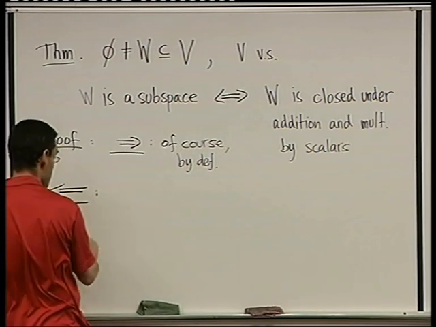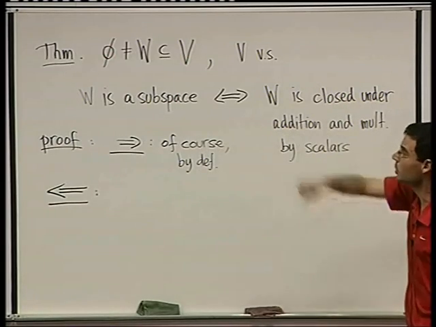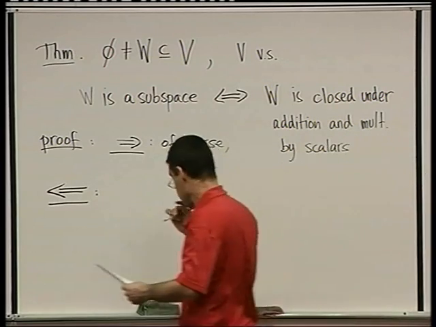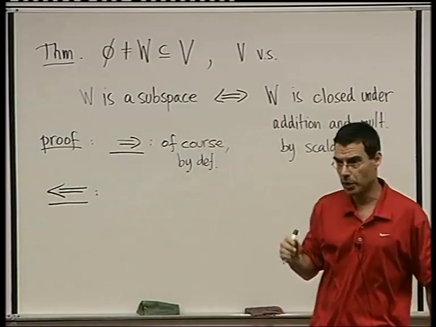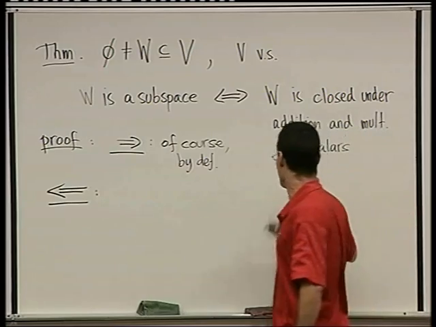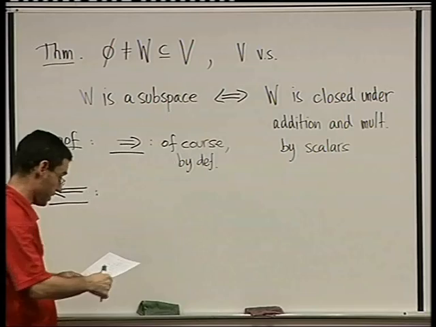The other direction is the tricky one. You only know these two. You need to show that it is a subspace. The first thing I want to show is that 0 is there, because we already have a feeling that 0 is essential. If it's not there, something's wrong. So all I know is that it's closed under addition and multiplication. Let's show that 0 is there.